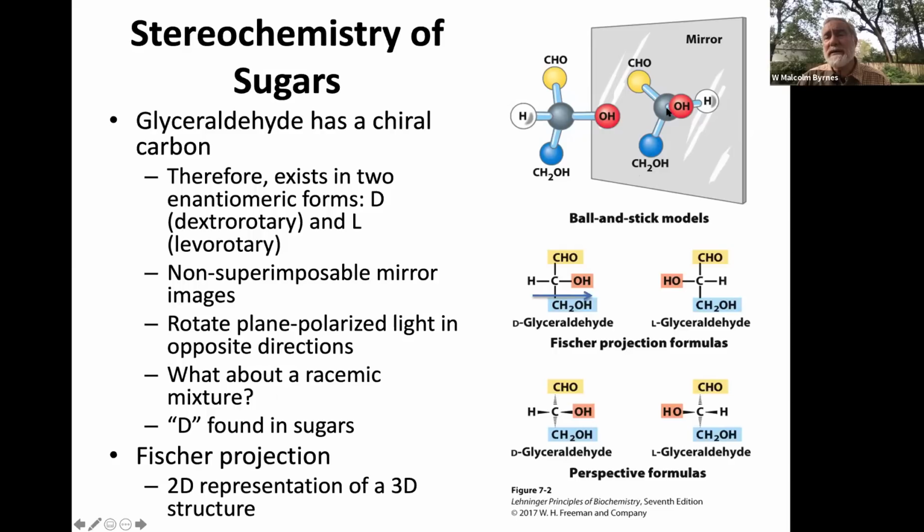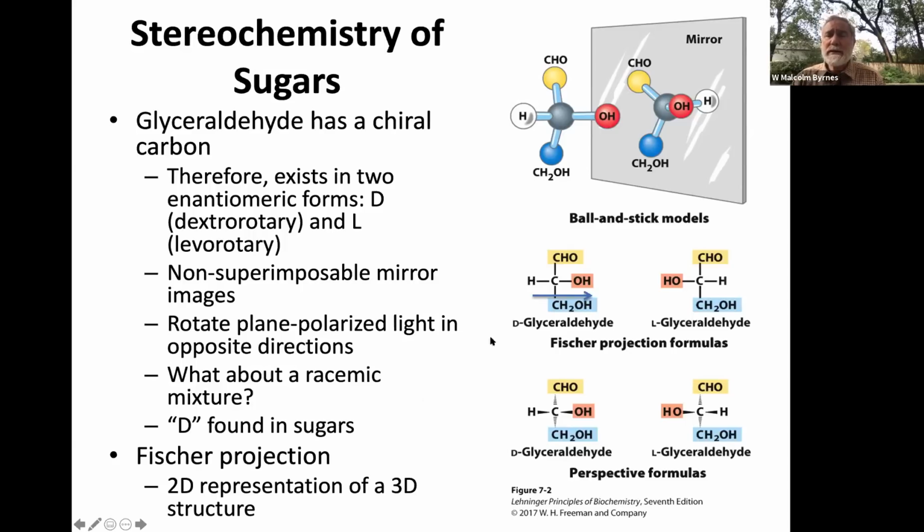If you were to somehow try to take that reflection out of the mirror and superimpose it on the other one, they would not superimpose. So they're non-superimposable mirror images. This is characteristic of so-called enantiomers: two forms of a molecule that are non-superimposable mirror images of each other. Now, only the D enantiomer is found in sugars. So although both D and L can exist in nature, we only find the D in sugars.